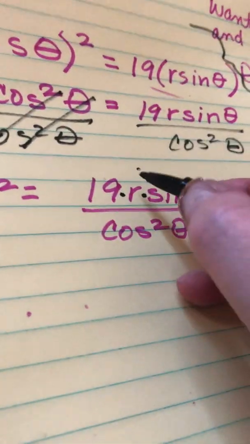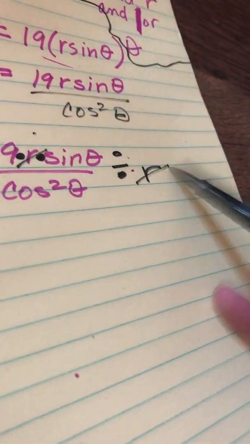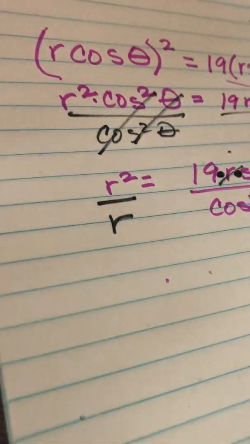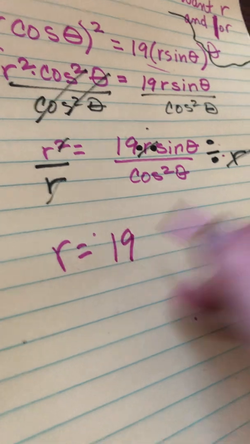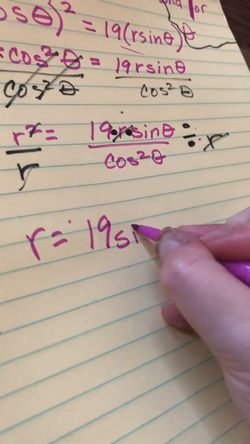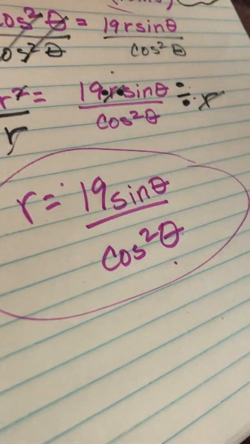So to get rid of this r over here on the right, that's multiplying, because I need all my r's on the same side, and they're on two different sides, I'm going to divide by r, and it'll cancel out on the right. Well, if I divide by r over here on the left, it still kind of cancels. The r on the bottom and the squared cancel. So you get r equals 19, no more r on the top, sine theta over cosine squared theta. Hey, that's the polar equation.